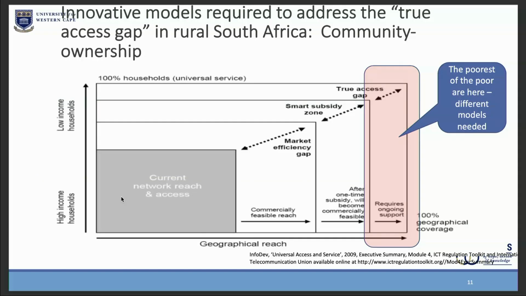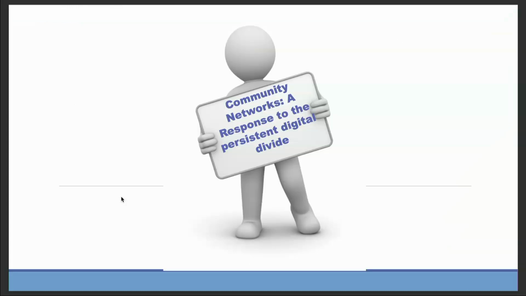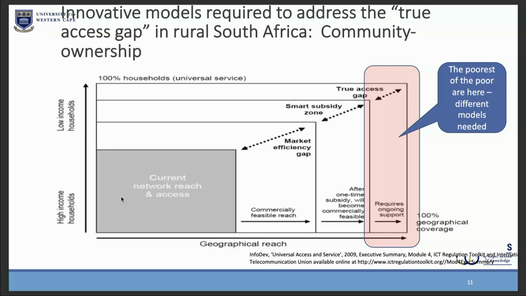So this model, I'm sure you all know very well, which is an info-dev-based model of economics in the telecom space. But the true access gap, which represents rural South Africa, the poorest of the poor in the country, needs different thinking and needs different models. Everything that's happening, including the most recent types of policy developments, the intentions in the electronic communications bill, which was out for comment last year, indicates that we're still not going to get to this true access gap.